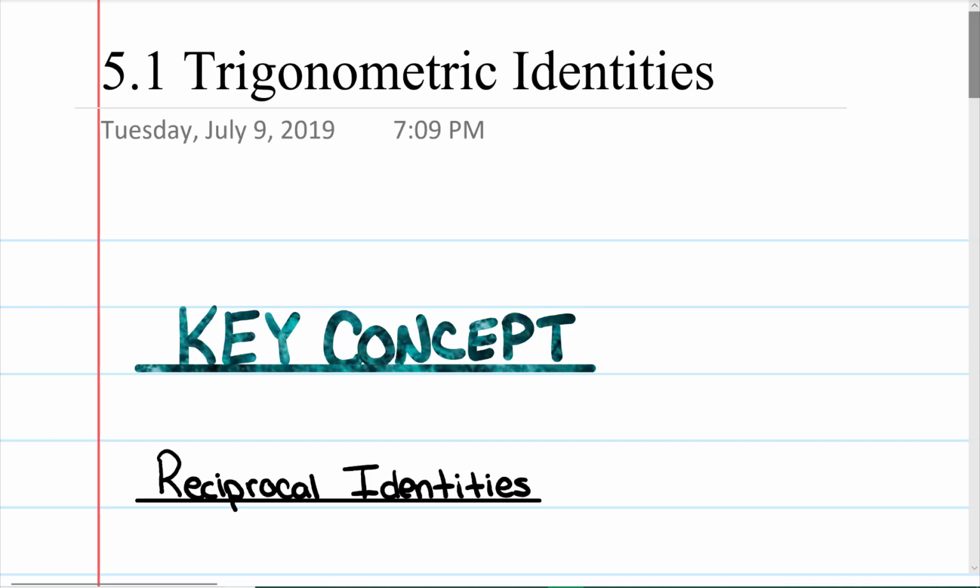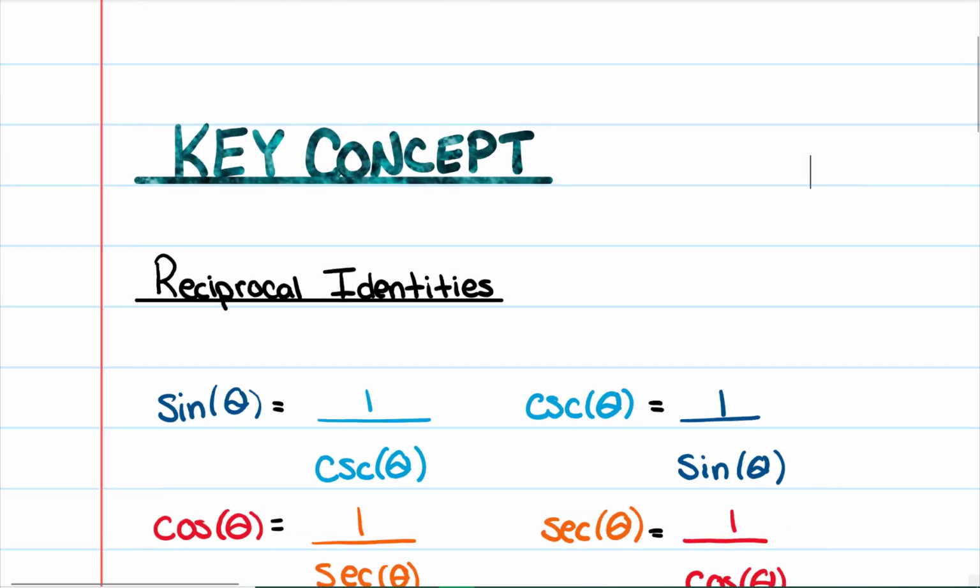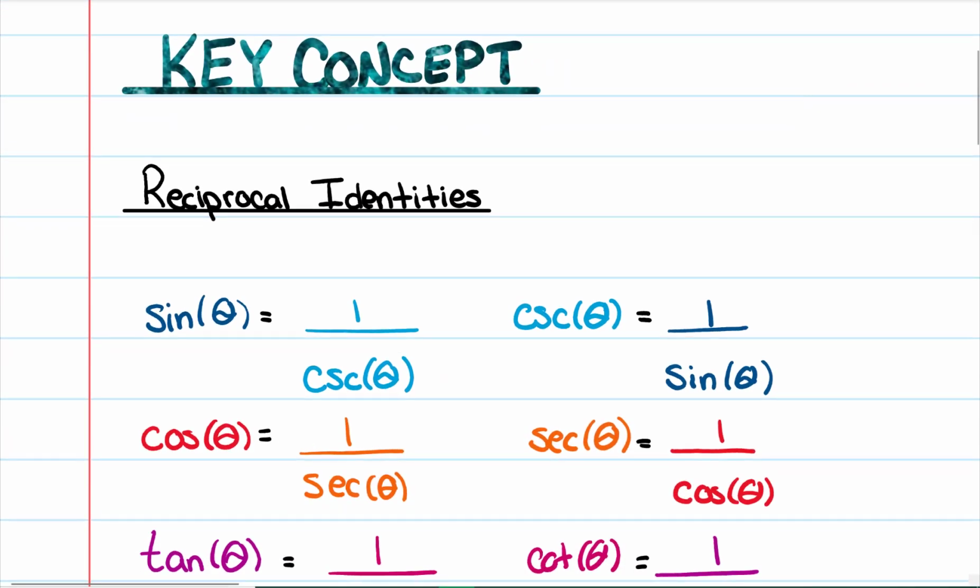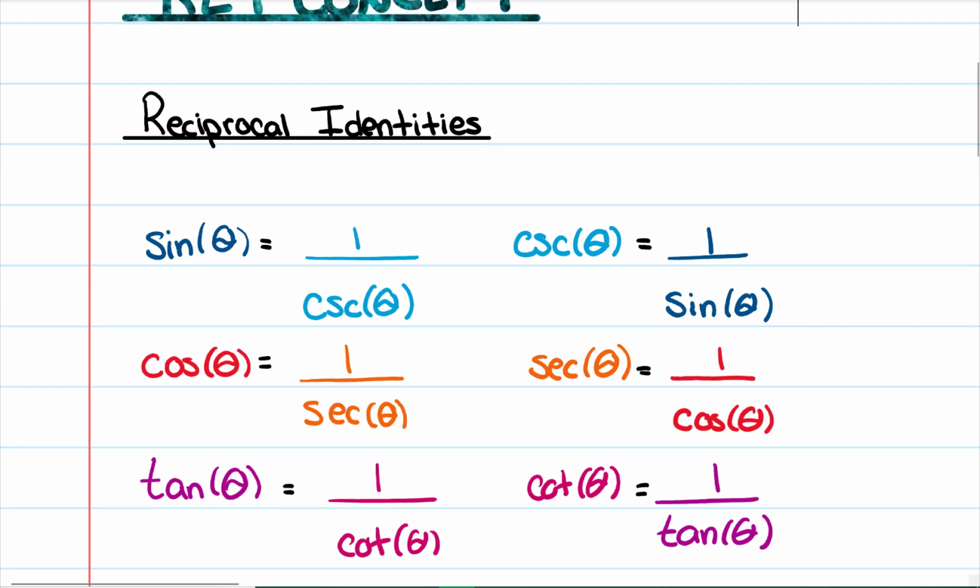5.1 Trig Identities. In this next section, we're going to talk about the different trig identities and how to simplify expressions using those identities. So the first concept I want to talk about is the reciprocal identities. These should look pretty familiar.